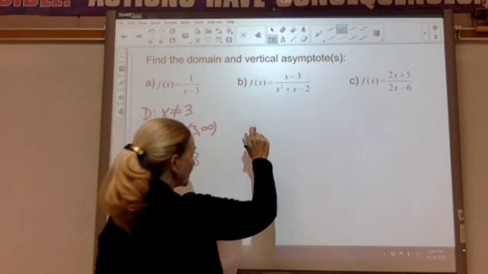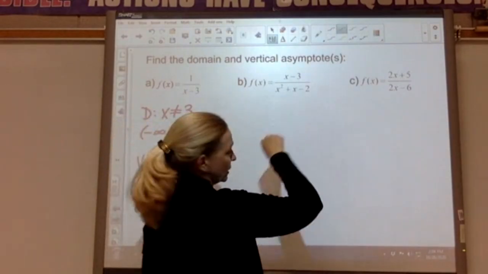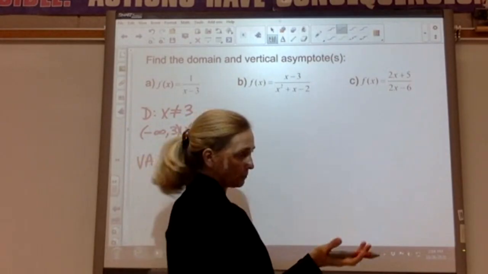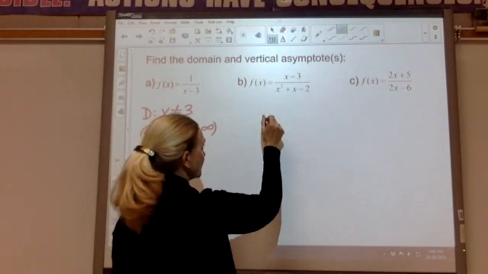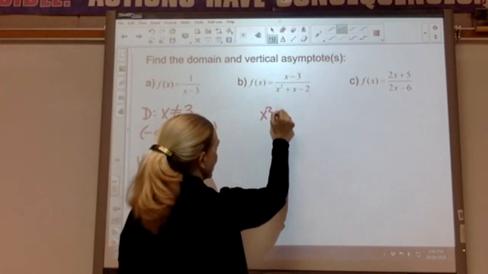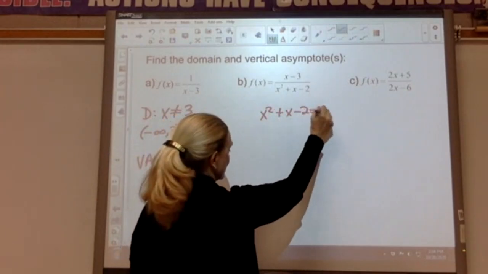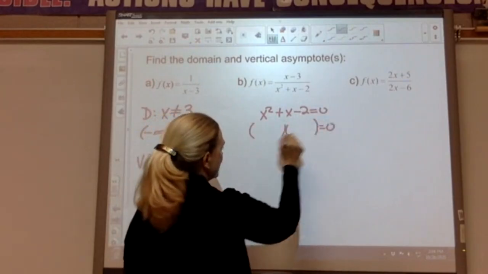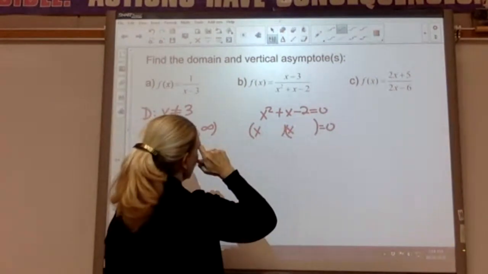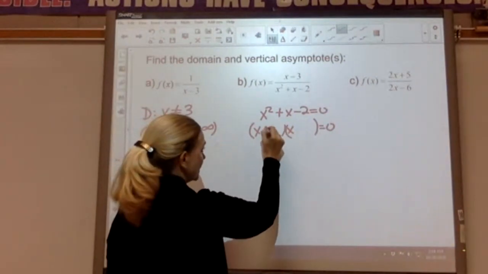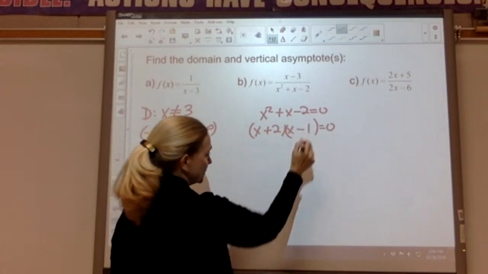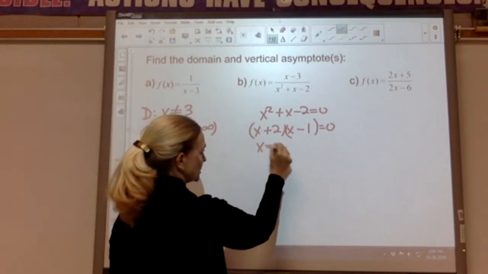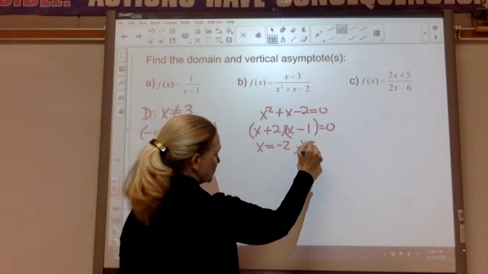Okay. Here, when we set this denominator equal to 0, to solve it we can factor it, or use one of your other methods for solving quadratics. So I have x squared plus x minus 2 equals 0. So x and x, and to get negative 2 with a positive 1, it would be a positive 2 and negative 1. I set each of these equal to 0, and I get x equals negative 2, x equals 1.